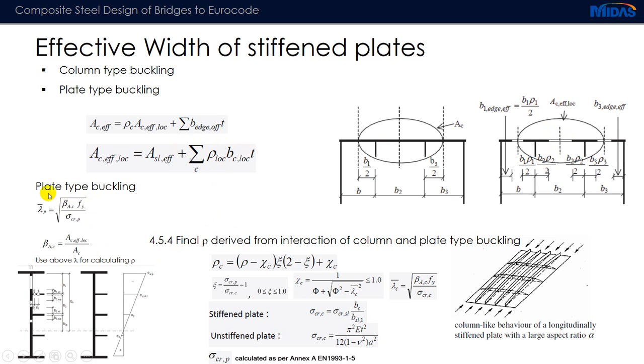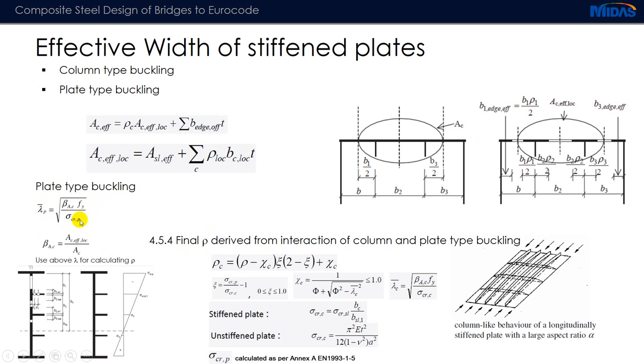Now here there are two types of buckling that we consider. One is the column type buckling, which is more critical in this case because of the longitudinal stiffening. The entire plate will behave as a single element, so chances of local plate buckling will reduce, but column type buckling is more evident here. So first step is to determine the effective width, or the reduction factor actually, as per the plate type buckling. So for plate type buckling we use this formula.